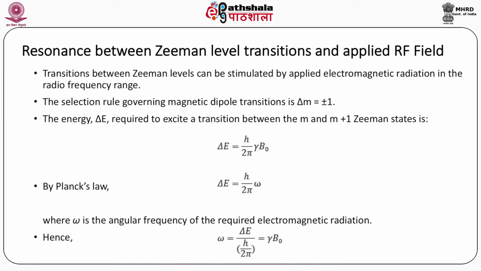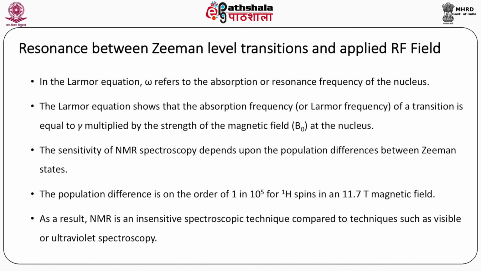ħγB0, and by Planck's law ΔE = ħω, where ω is the angular frequency of the required electromagnetic radiation. Hence, ω = ΔE/ħ = γB0, or ω = γB0. This equation is the famous Larmor equation. In the Larmor equation, ω refers to the absorption or resonance frequency of the nucleus. The Larmor equation shows that the absorption frequency, or Larmor frequency, of a transition is equal to γ multiplied by the strength of the magnetic field B0 at the nucleus.